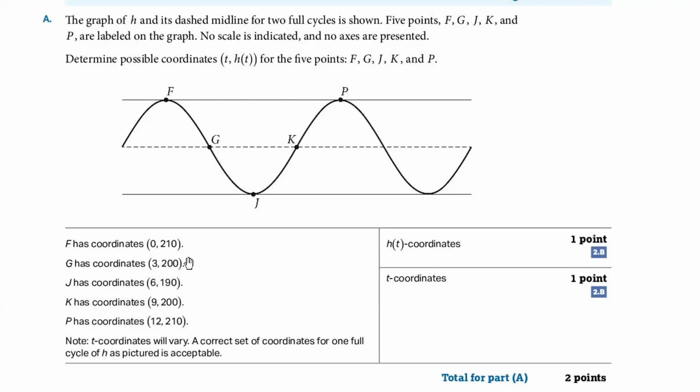Now, yours do not have to be mine, because someone else could have viewed it differently and started their interval elsewhere, but these are the most basic ones that you would put. There are actually multiple answers to this question. That's because sinusoidal depends on where you choose to start on the wave. Does that make sense?